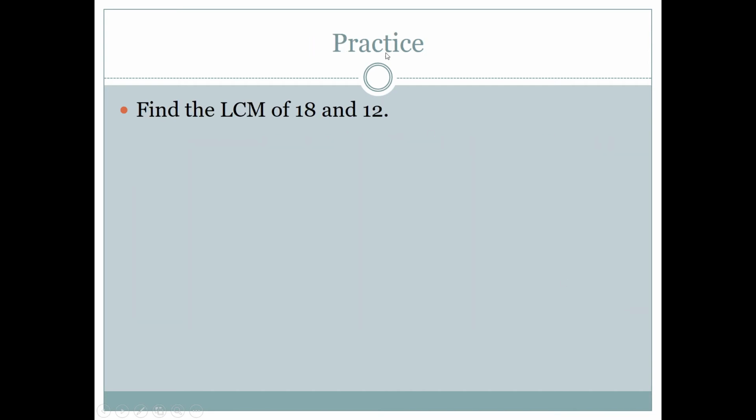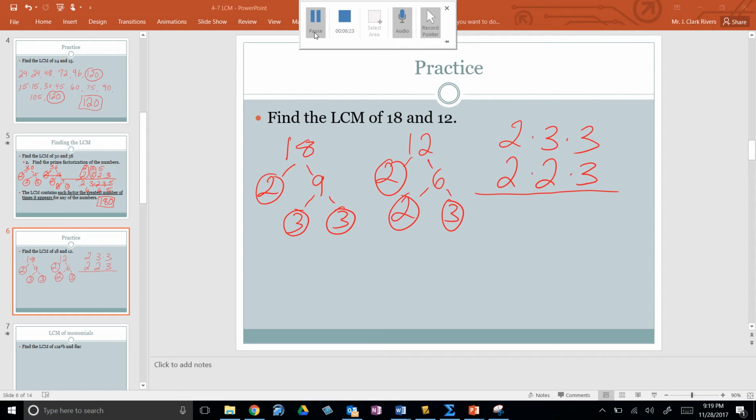But right now, I'd like you to practice using that same method of the factor tree. Pause the video now and find the LCM of 18 and 12. All right, so here I have my factor tree of 18 and 12. 18 is 2 times 3 times 3. You'll see that up top here, 2 times 3 times 3. 12 is 2 times 2 times 3. So 2 times 2 times 3.